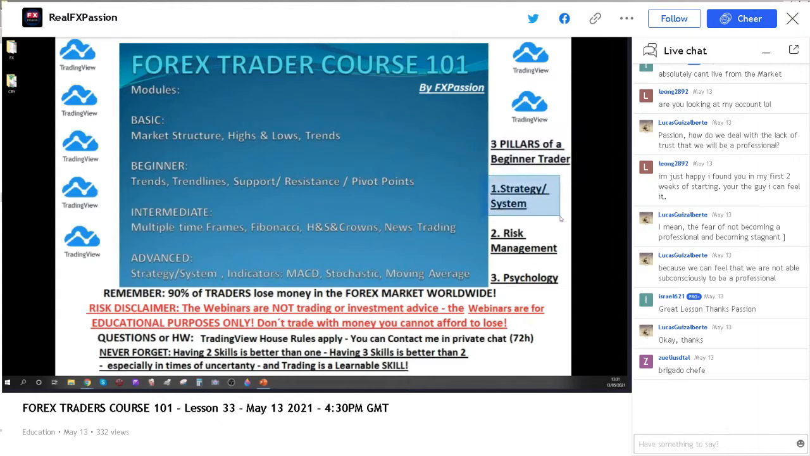Pillar number 1 is the strategy and or system. Pillar number 2 is the risk management. We're trying to understand how risk management applies to strategy and or systems. And the big one, we are trying to learn something about psychology and how psychology affects our risk management decisions and our strategy and or system decisions. And we're trying to do this with all these modules here: basic module, beginner module, intermediate module, advanced module. And remember, 90% of traders lose money in the Forex market worldwide.